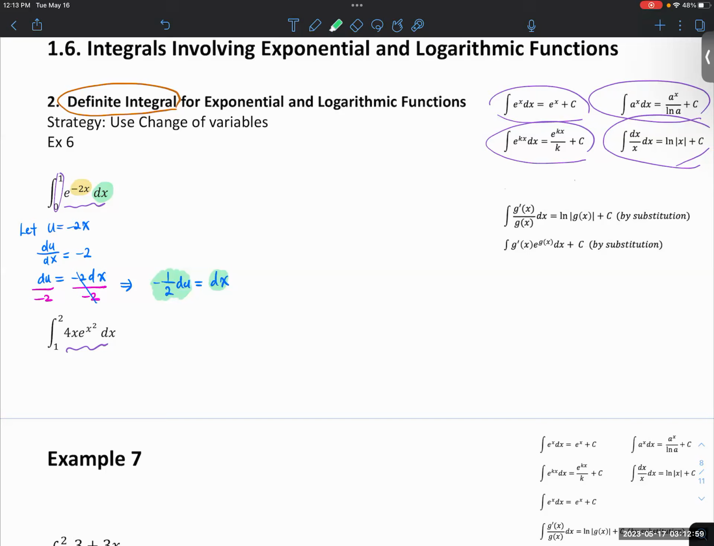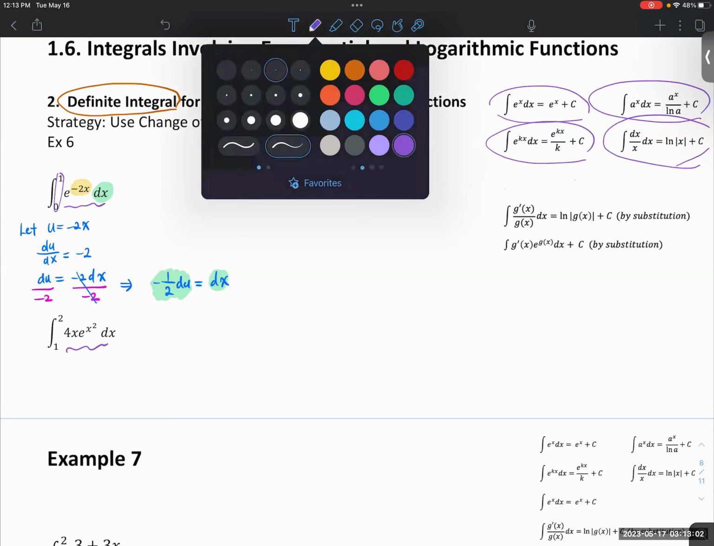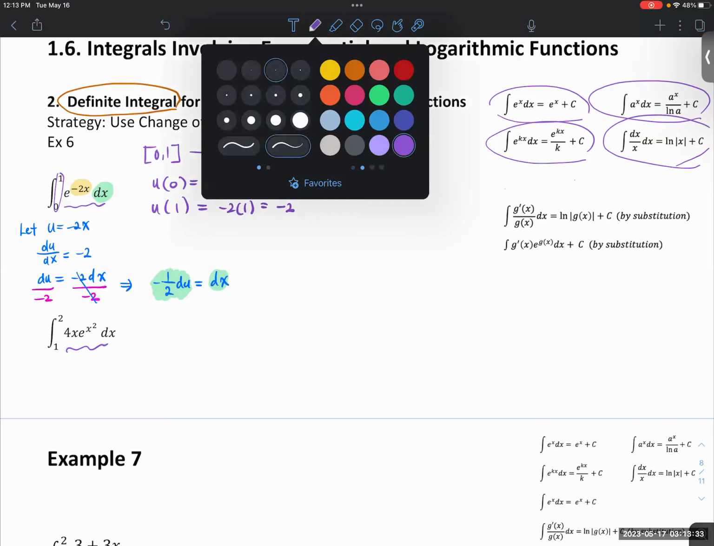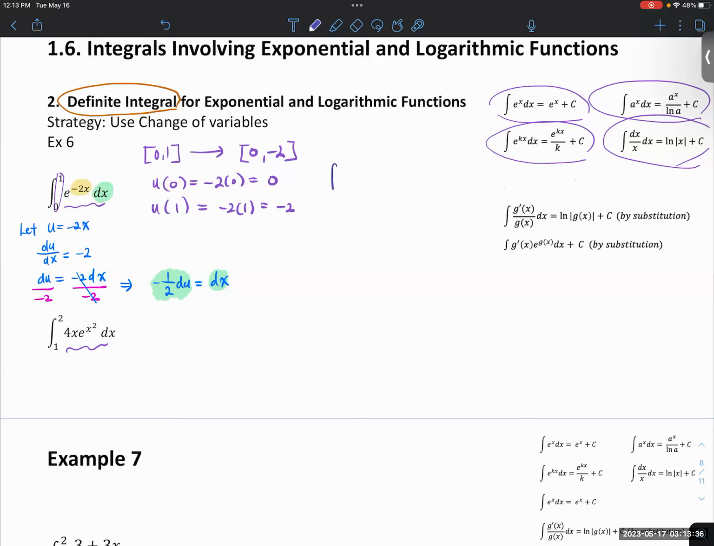We got it. What else do you need to do? The integral from 0 to 1, we need to convert it in terms of u. So when x is 0, negative 2 times 0 is 0. So 0 goes to 0, good. And then u, when x equals 1, negative 2 times 1 is going to be negative 2. So it's going to be 0 to negative 2. But again, this does not make sense. You have to change that order. So watch me, we already did this type of question. So we have the integral converted, 0 to negative 2, correct?